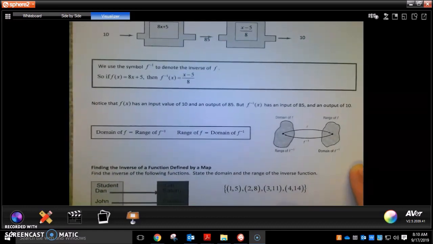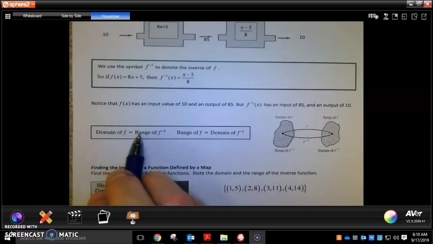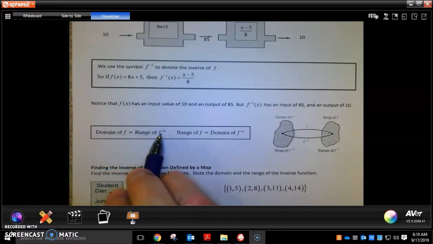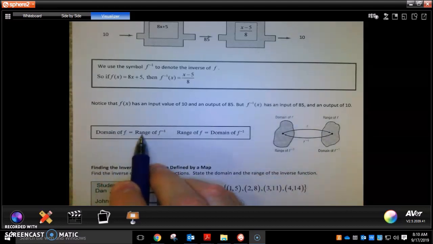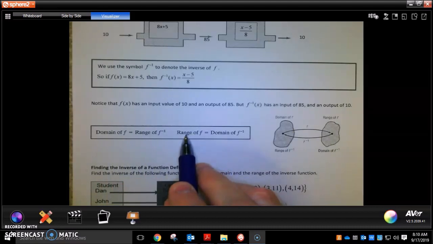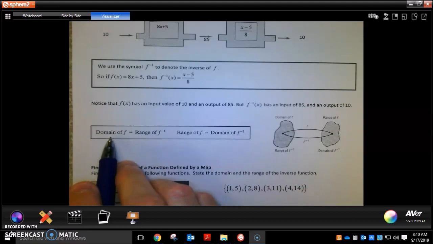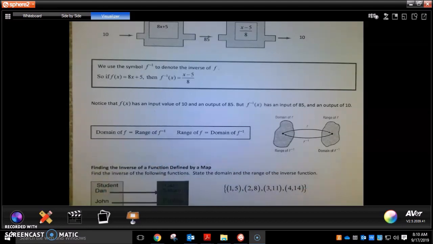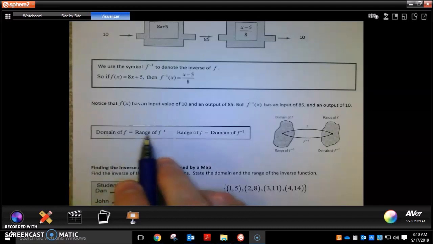And that's what this next part talks about. It just says that the domain of a function is equal to the range of its inverse. So that's going to be important here in a second. So the domain of a function is equal to the range of the inverse, and the range of a function will be equal to the domain of an inverse. So if I have a function that has a domain of all real numbers, its inverse will have a range of all real numbers. And if I have a function that has a domain of just, let's say, x greater than 0, then the range of its inverse will be y greater than 0.